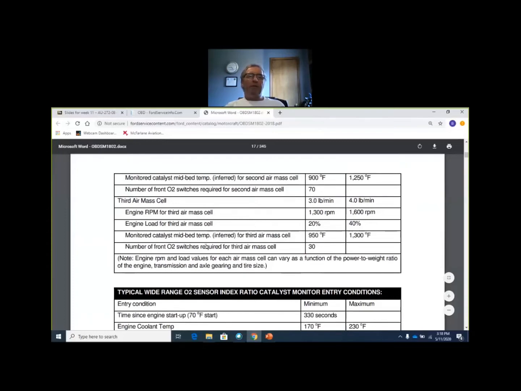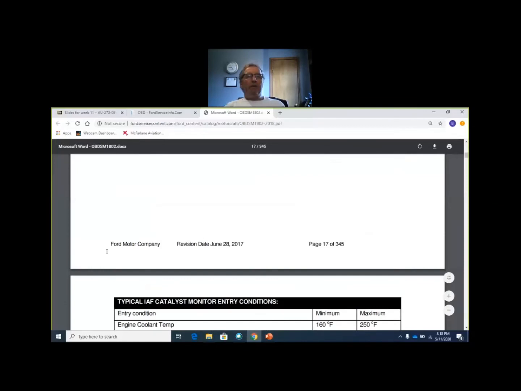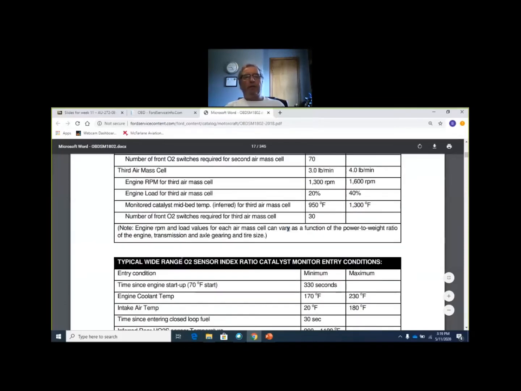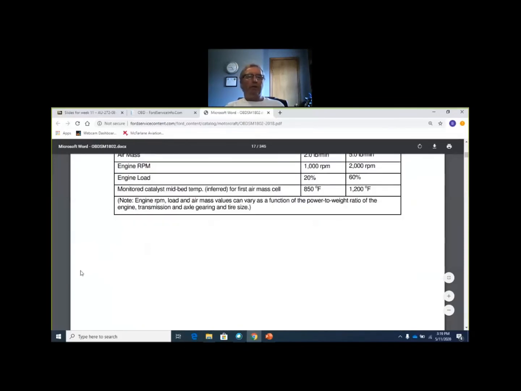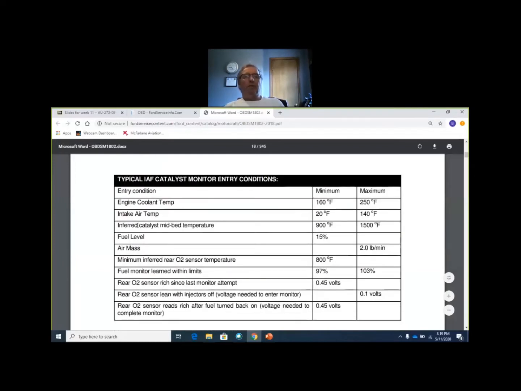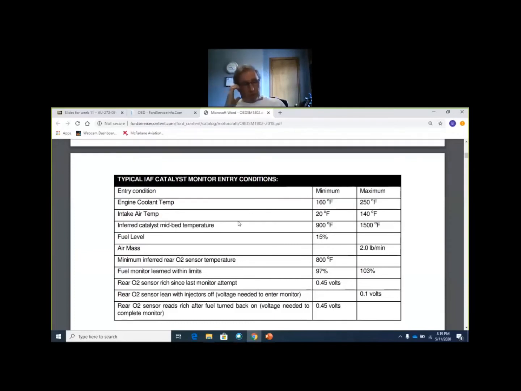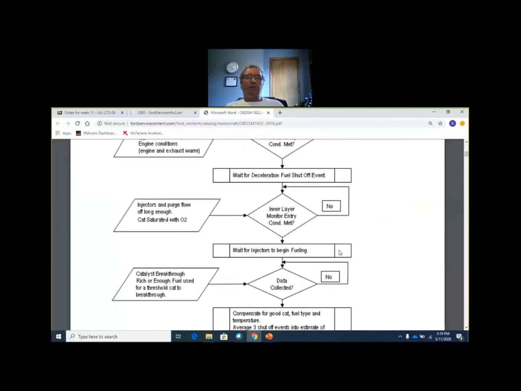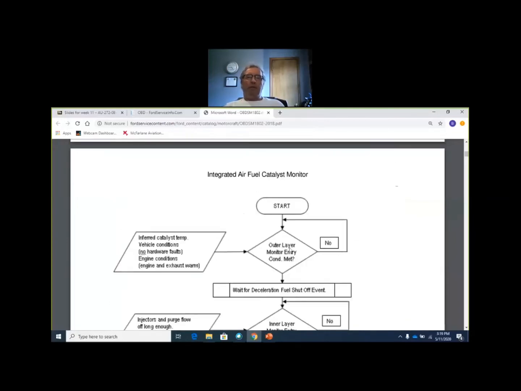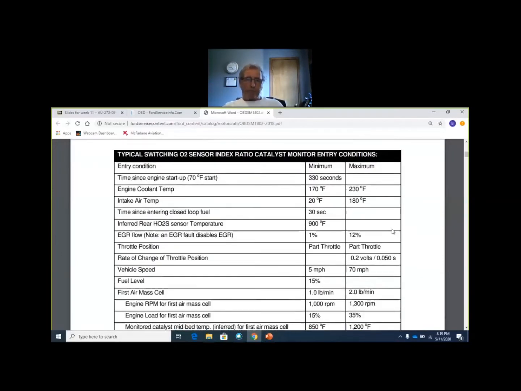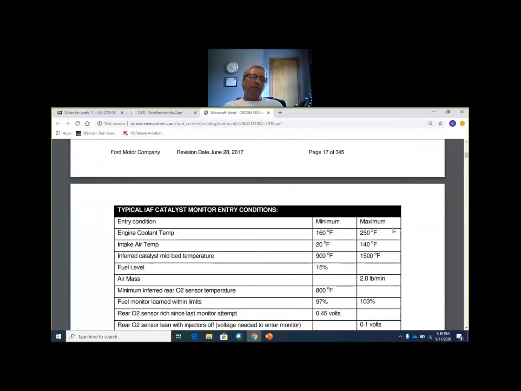So all of these entry conditions, right? And so, there's separate entry conditions for wide range. There's separate entry conditions for the IAF. So what I mean by entry conditions is, what conditions have to be met before this monitor runs, going back to these flowchart things here, right? So entry conditions. If they're not met, we're dead in the water. We're not going any further and running it. So let's go back down now.